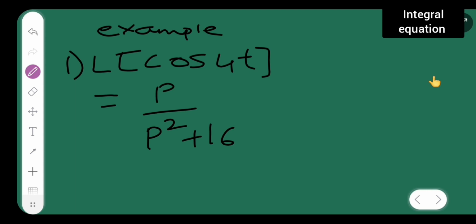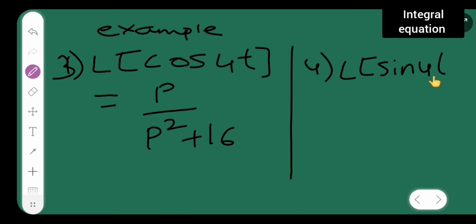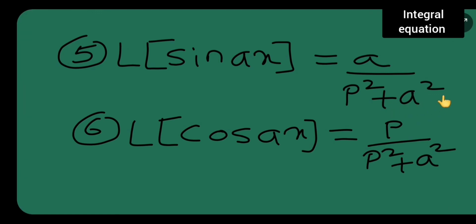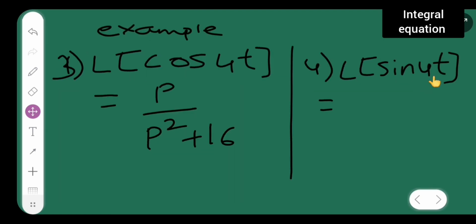Okay. Now let me take the other example of this. This is the third, no? Now this is the fourth one. Laplace of sine of 4t, let me take. Now how am I going to do this? Laplace of sine of 4t, what will I be using? a upon p square plus a the whole square. So I have to apply this one, right? Now what is my a over here? 4. So what I will get over here? 4 upon p square plus 4 4s are 16.